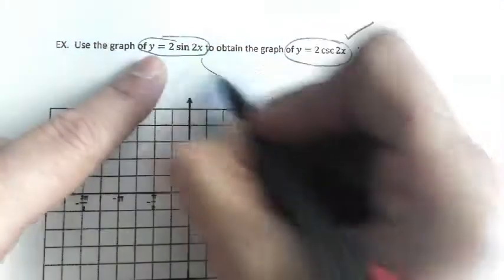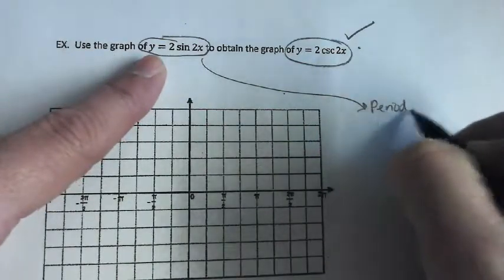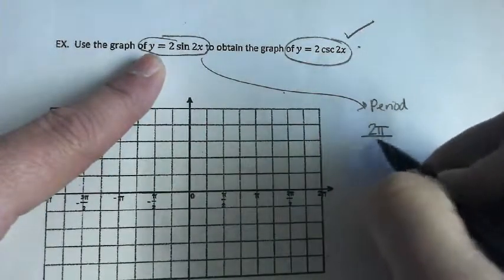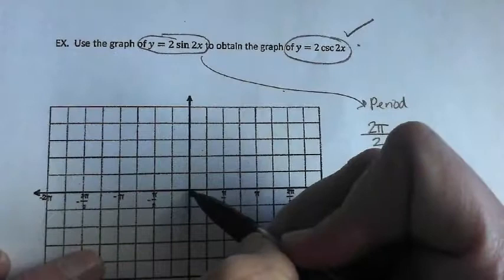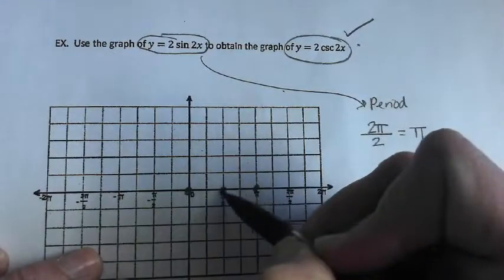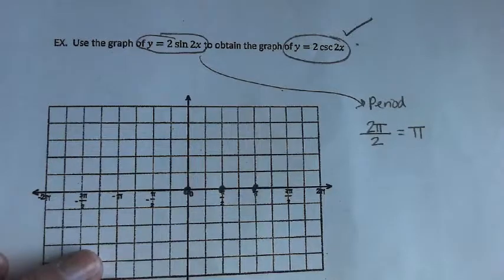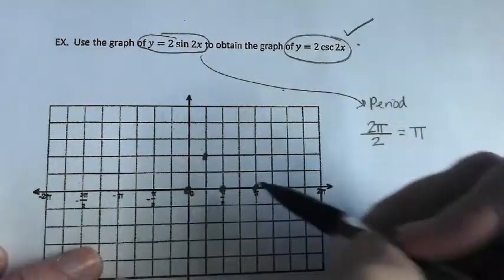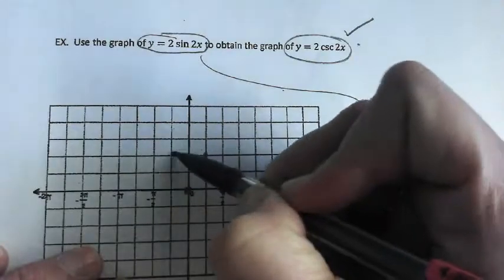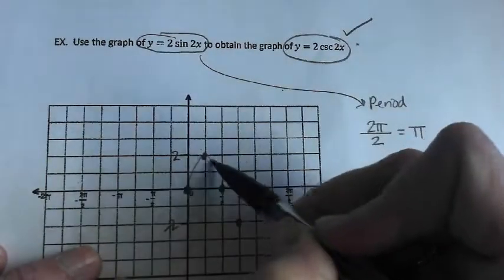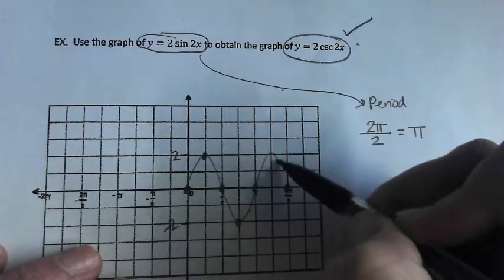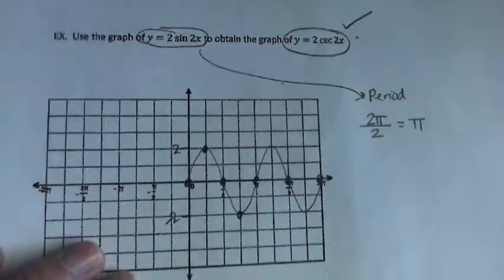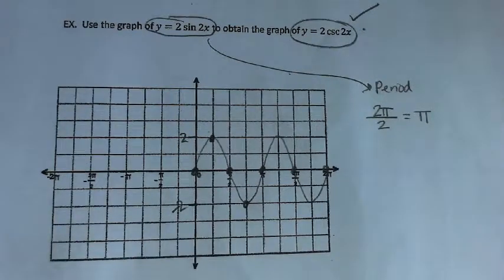So, what has happened to our period? 2 pi over a b of 2 is just pi. So our sine parent graph is going to have a period of pi, with an amplitude of 2. And we can do a couple cycles of that. I'll just do the positive side of things. We could obviously continue this for as long as we needed.